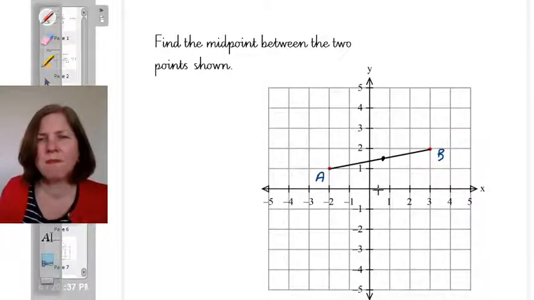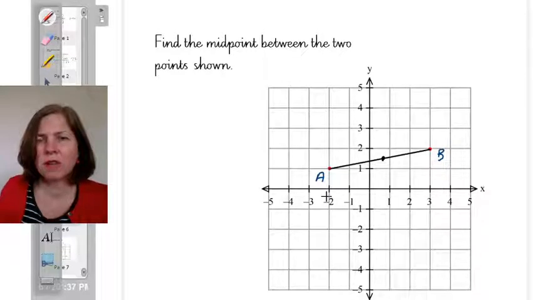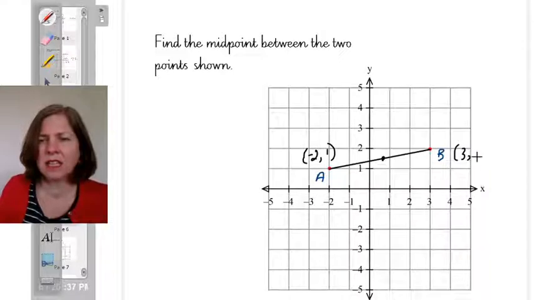So I'm going to do my maths and work out the x value and the y value by finding the average. Before I can do that, I need to know what x and y are. So x is -2 here, and y is 1, and x is 3 here, and y is 2. So let's start with the x's.